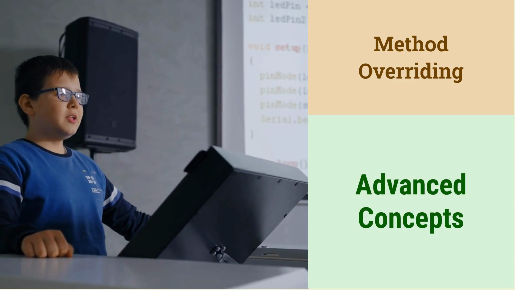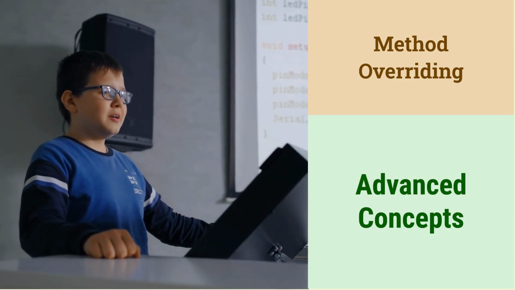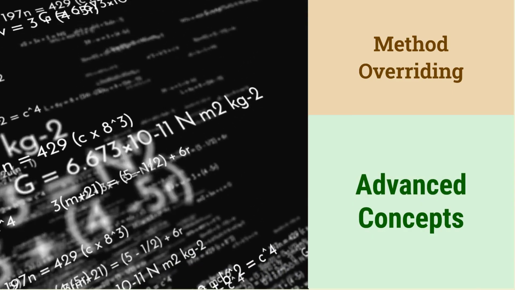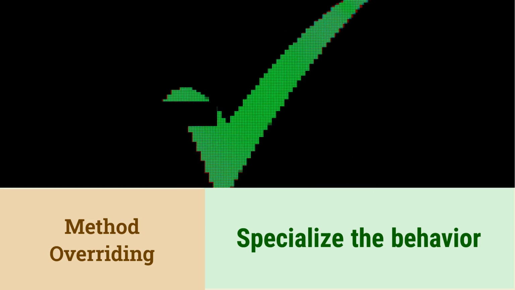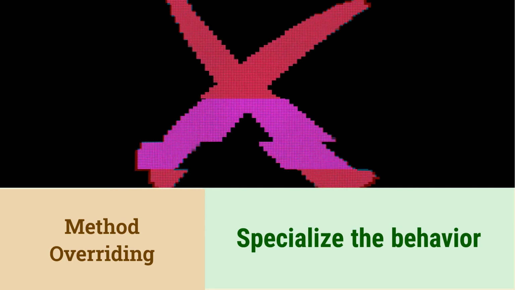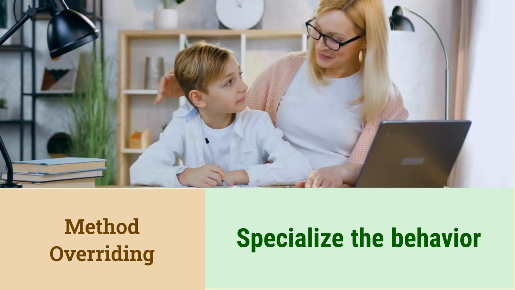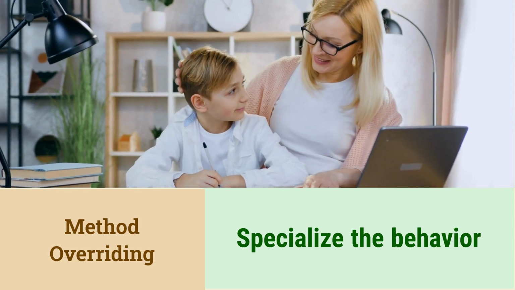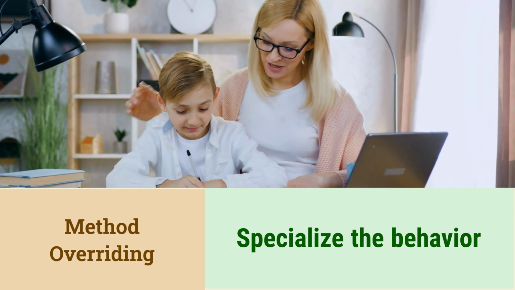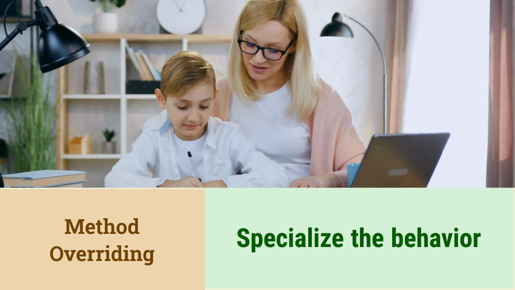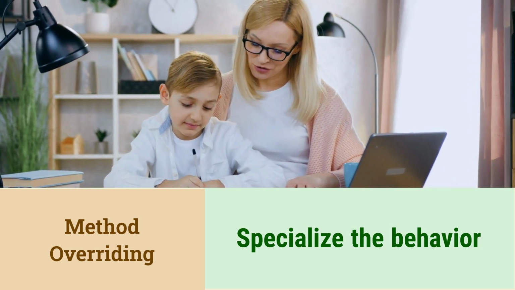All right, let's dive into some advanced concepts tied to inheritance, method overriding, and polymorphism. Method overriding allows a subclass to provide a specific implementation of a method that is already defined in its superclass. It's a way to alter or specialize the behavior of a method depending on the subclass. This is one of the core strengths of inheritance because it allows the subclass to fine-tune or completely change the behavior of a method it inherited from the parent class.